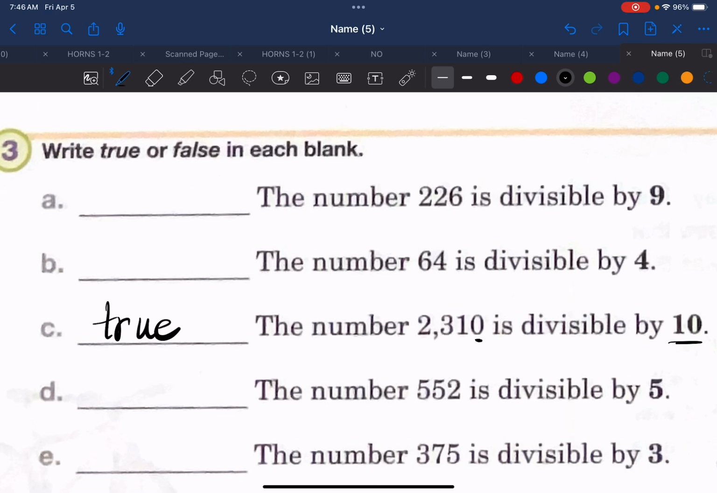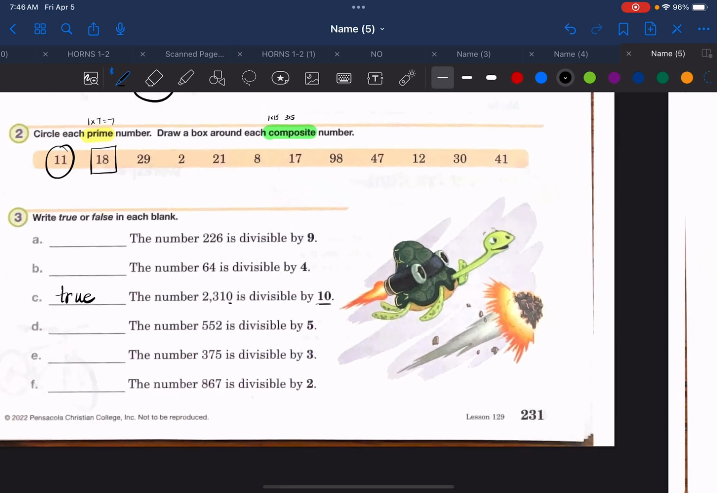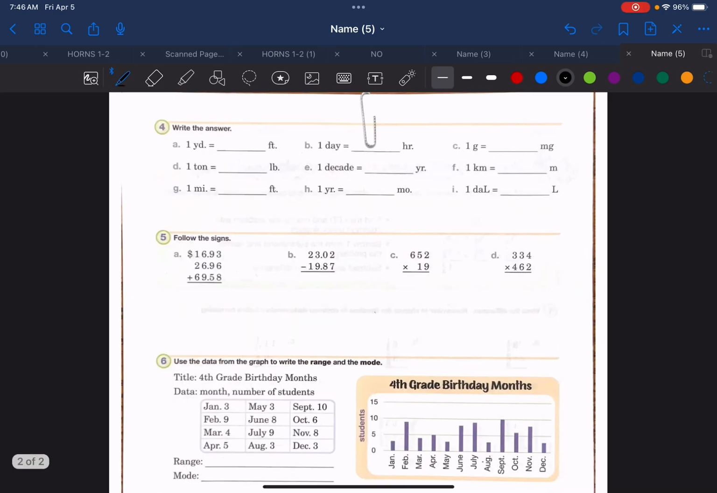Okay. The rest of the page is review stuff. So please go ahead and do that on your own. All right. Good luck. And if you have any questions, please raise your hands.